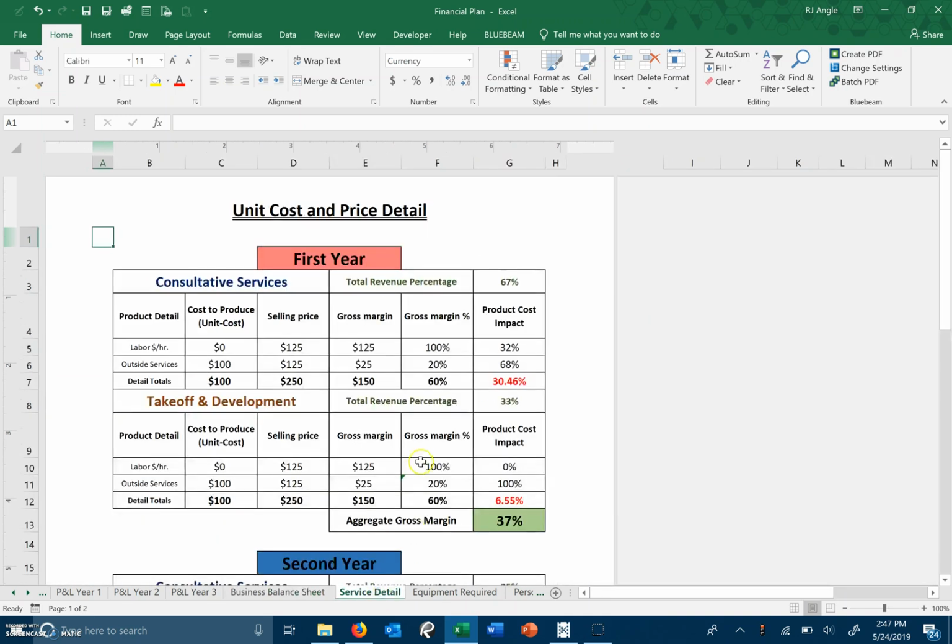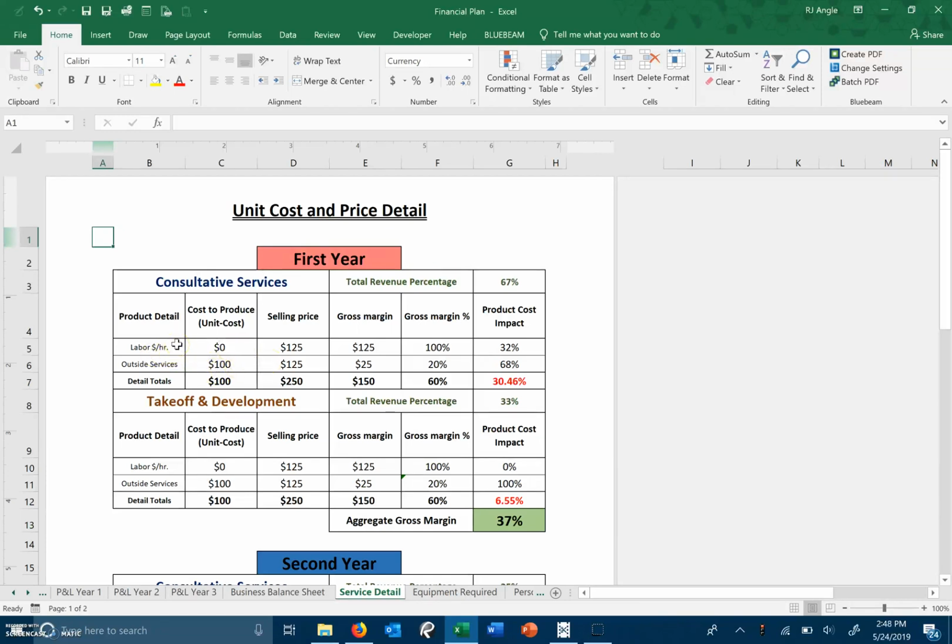Now, another sheet that I've used that is an integral part to how I've determined my revenue generated in each year and even price point and gross profit margin for each one is called service detail, and what's identified within this is unit cost and price detail. So I have my two different revenue streams that we've talked about already, my consultative service and my takeoff and development services. And as the years go, what I'm going to identify here is what my projected markup is on the labor and outside services.